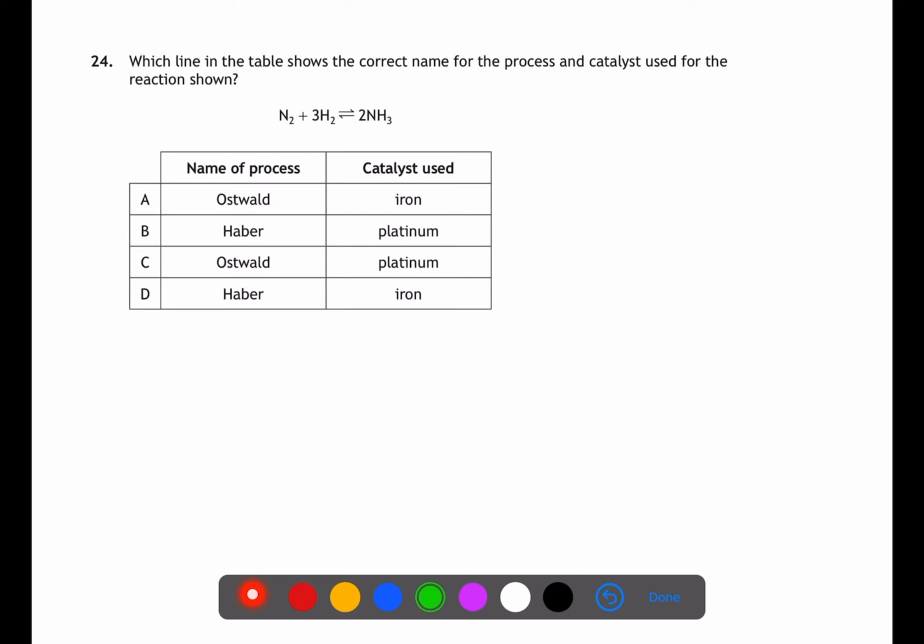For question 24, we're looking at a specific process. We're producing NH3, which is ammonia. Ammonia is produced in the Haber process. We can eliminate A and C. The catalyst for the Haber process is iron.